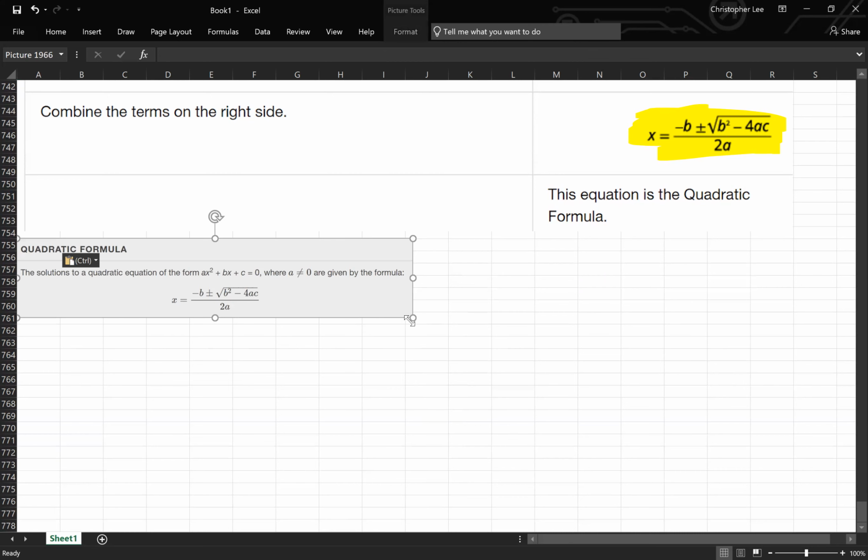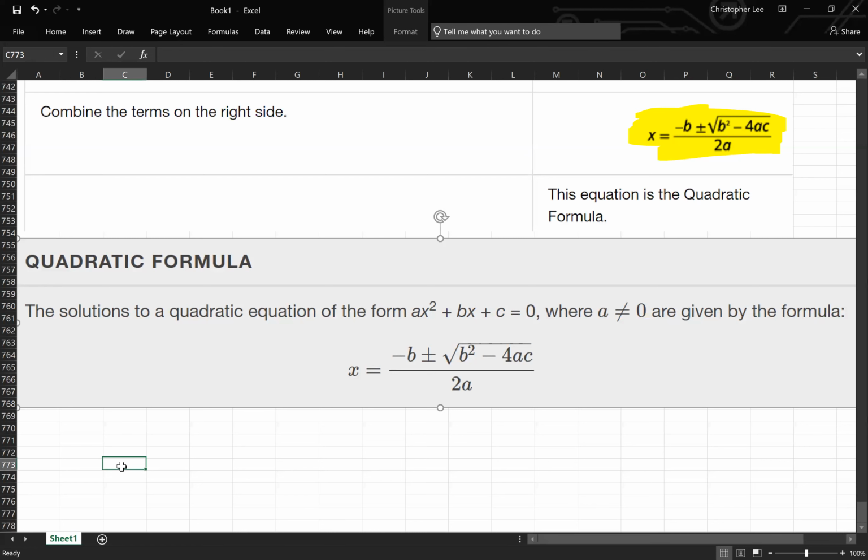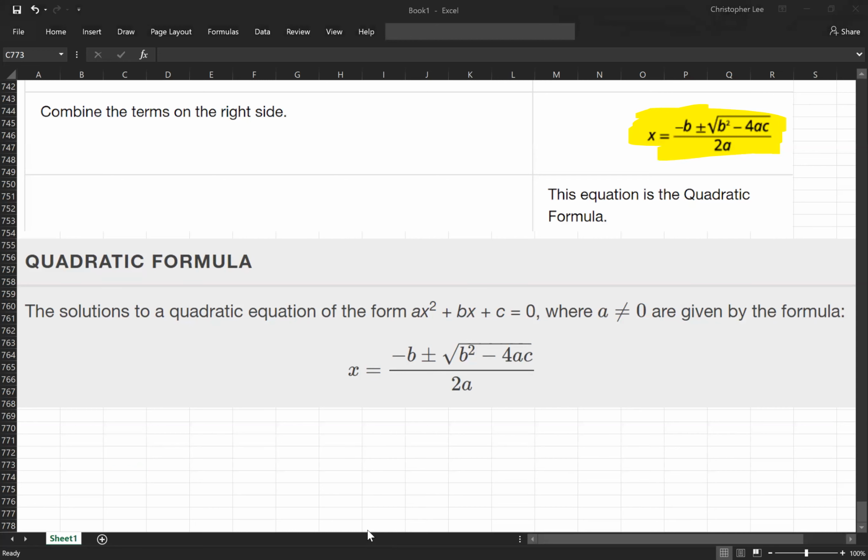So here you go, the quadratic formula. The solutions to a quadratic equation of the form ax squared plus bx plus c is equal to 0, where a does not equal 0, are given by the formula x is equal to negative b plus or minus the square root of b squared minus 4ac all divided by 2a. That's your quadratic formula, and it's that simple.